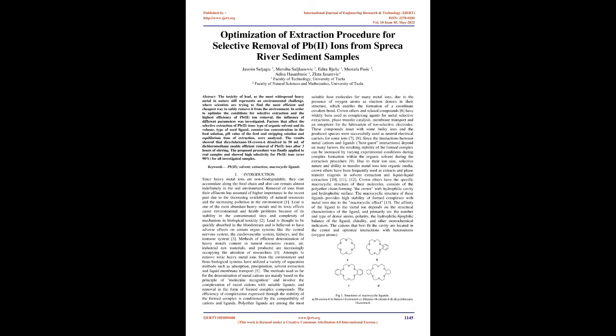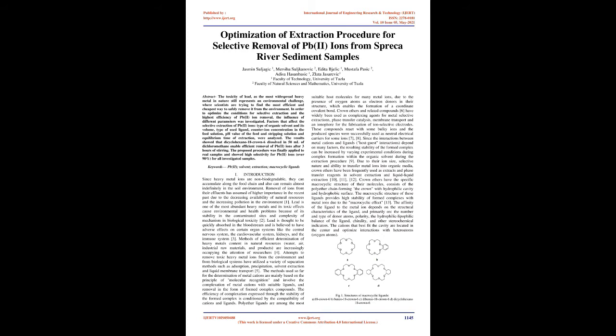of the formed complex can be increased by varying experimental conditions during complex formation within the organic solvent during the extraction procedure. 9. Due to their ion size, selective nature, and ability to transfer metal ions into organic media, crown ethers have been frequently used as extractants and phase transfer reagents in solvent extraction and liquid-liquid extraction. 10, 11, 12. Crown ethers have the specific macrocyclic structure of their molecules, consisting of the polyether chain forming the crown with hydrophilic cavity and hydrophobic surface.